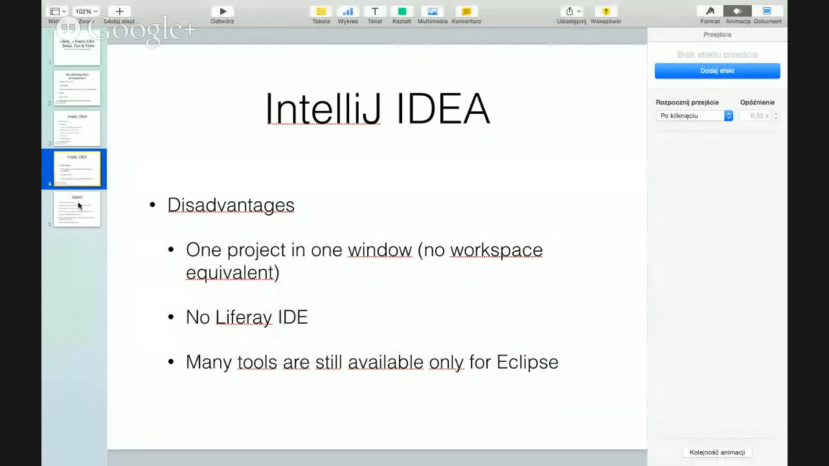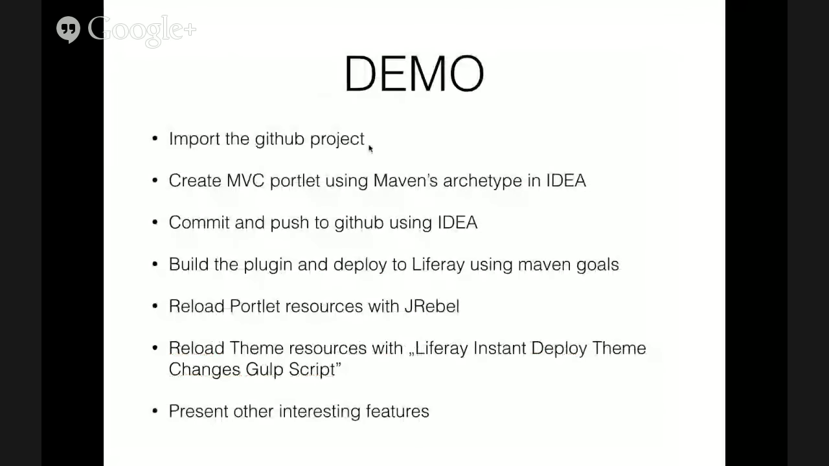Okay, so let's go to the demo. I'll just check if I haven't forgotten about anything. No, that's right. So now the demo. In the demo, I will import the GitHub project. I will create an MVC portlet using a Maven archetype in IDEA. I will commit and push changes to GitHub using only IDEA in this case. I want to show you that IDEA does it very well. I will build a plugin and deploy to Liferay using Maven goals, again using IDEA, not from the command line. I will load portlet resources with JRebel and reload theme resources with the Liferay instant deploy theme changes script, because I think that's the current name of that tool. And then at the end, I will present some other interesting features.